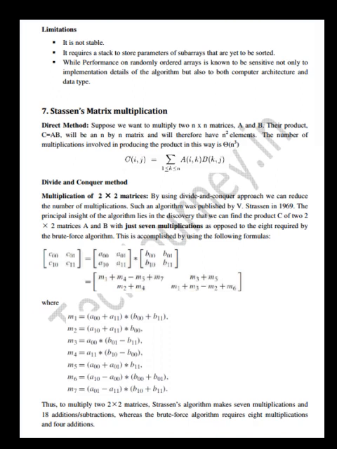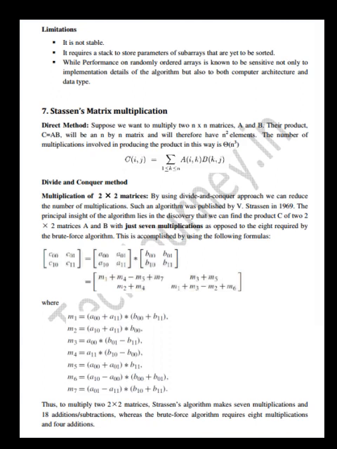Suppose we want to multiply two n by n matrices A and B. Their product C equals AB will be an n by n matrix and will therefore have n squared elements. The number of multiplications involved in producing the product in this way is theta of n cubed. See the equation. Now let us see the divide and conquer method, multiplication of 2 by 2 matrices. By using the divide and conquer approach, we can reduce the number of multiplications.